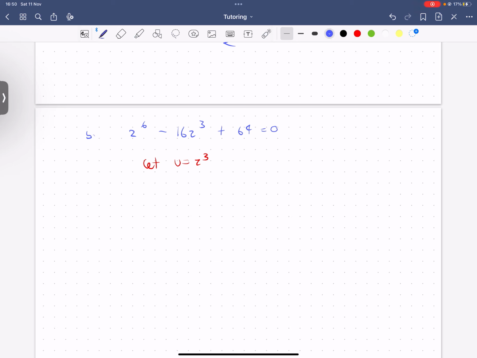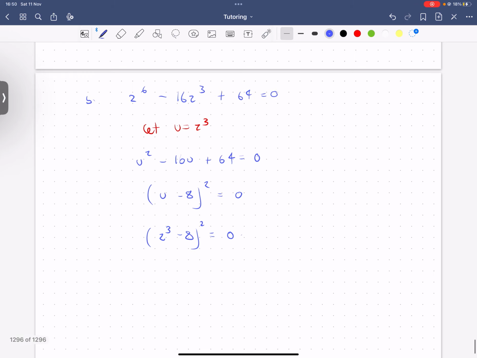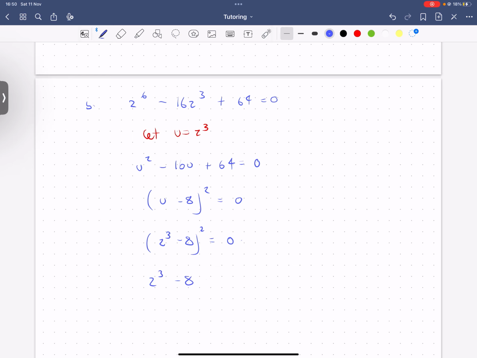So it's going to be u squared minus 16u plus 64 equals 0. Now that's a perfect square. u minus 8 squared equals 0. We also know that u is z cubed, so z cubed minus 8 squared equals 0, and if we take the square root of that, we have z cubed minus 8 equals 0.